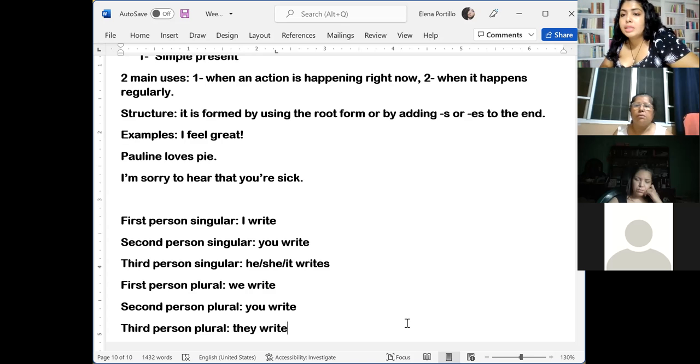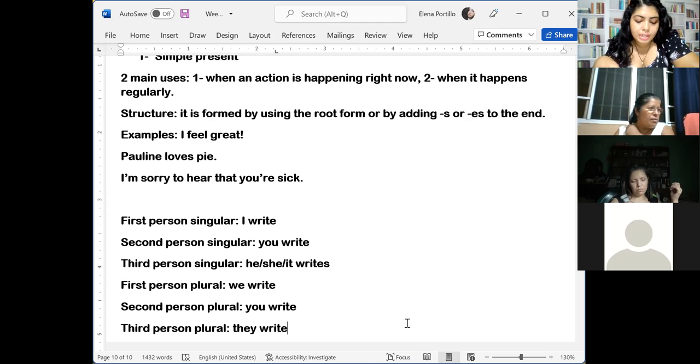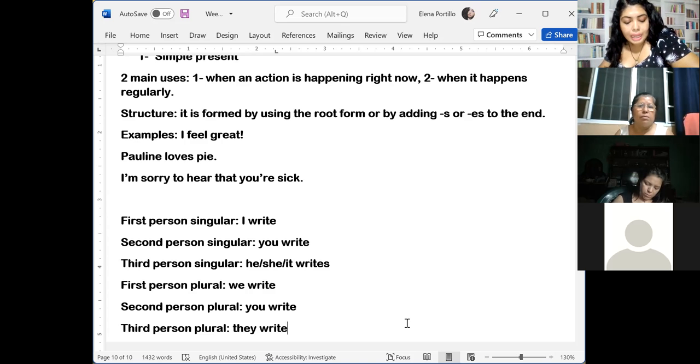How to make the simple present negative? This is also very simple. The formula for making a simple present verb negative is do or does plus not, plus the root form of the verb. You can also use the contraction don't or doesn't instead of do not or does not. Example: Pauline does not want to share the pie. She doesn't think there is enough to go around. Her friends do not agree. I don't want pie anyway.